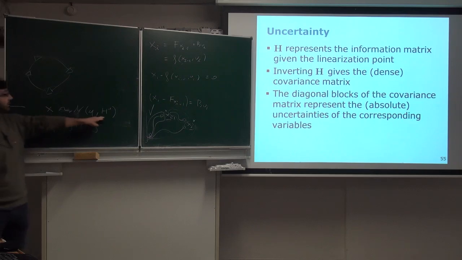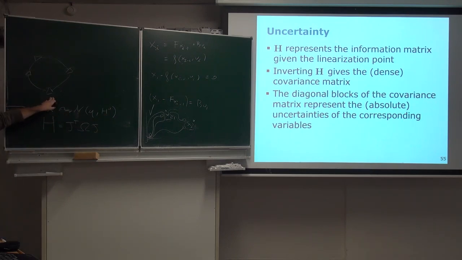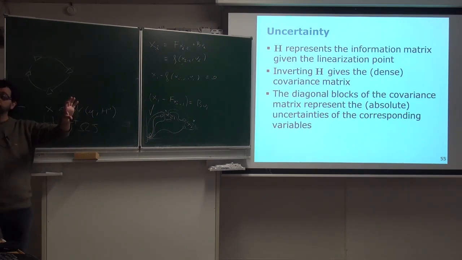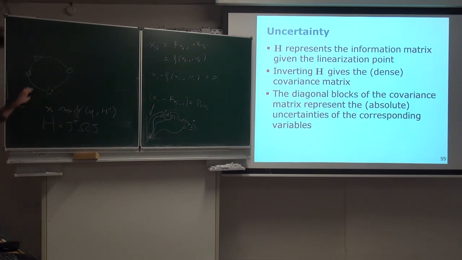So you have a full dense covariance matrix when you invert H. But if you want to know the absolute uncertainty of a pose, you can just take the block of the covariance. The absolute uncertainty is the marginal; we are marginalizing a multivariate normal distribution, which means we just take the block we're interested in, in this case the diagonal block. Now this doesn't tell you anything about how those are related to each other.